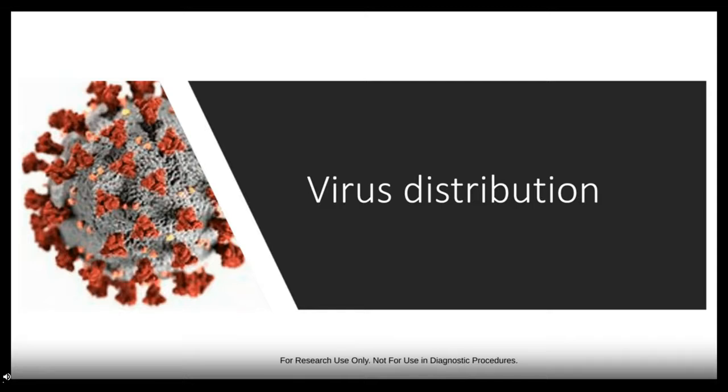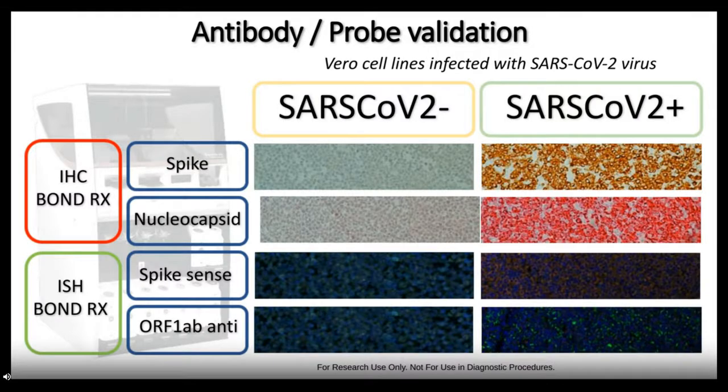Let me show you some results of this work. First of all, the virus distribution in the different tissues. After a lot of work, we've identified a number of reagents that work well, both in terms of control tissues, but also have good performance on the FFPE tissues. These are all being stained using the Bond Rx system from Leica. And we've used here Vero cells either uninfected or infected with SARS-CoV-2 virus. Here I'm showing you the results from a spike antibody, either uninfected or infected, in brown on the right-hand side. You can see very good staining. Same for the nucleocapsid antibody as well.